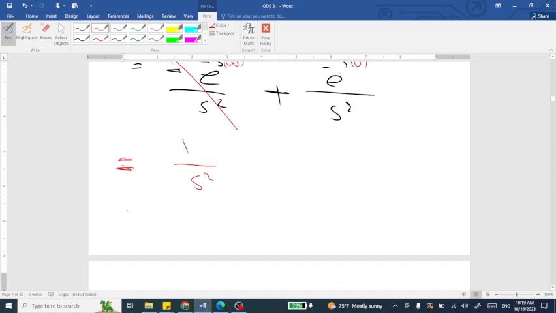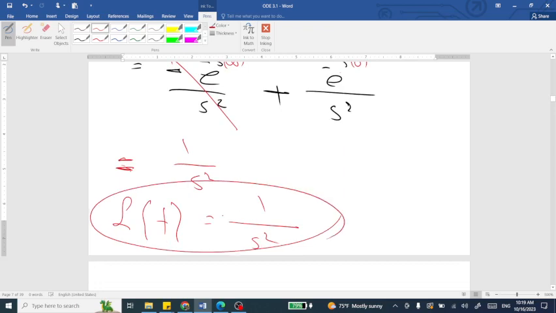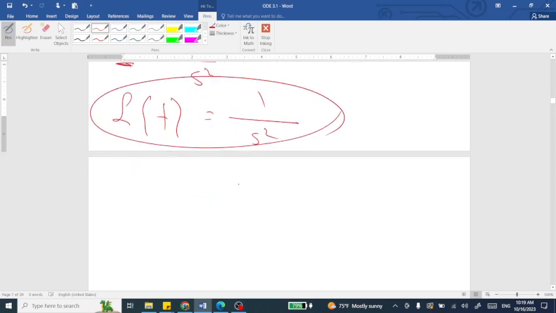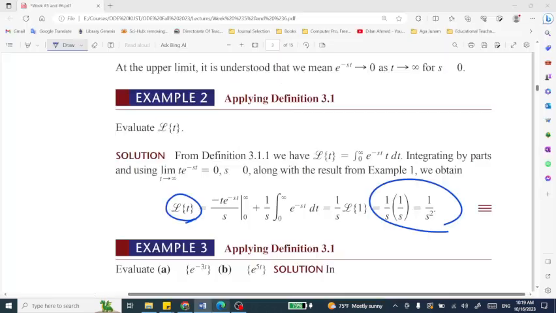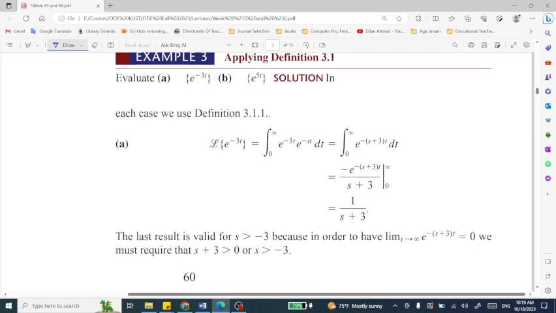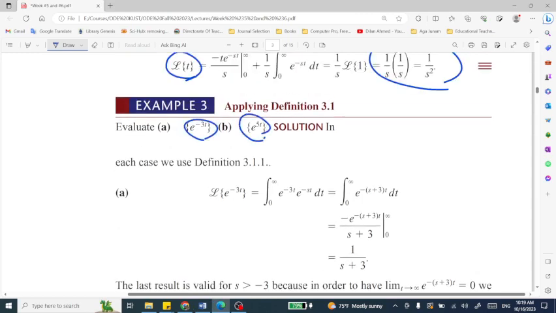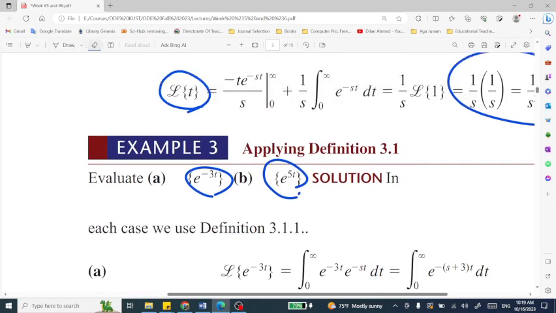If I say show that, you need to apply the definition. Last example, try to control it. The last example is E, I think; choose A or B, because both of them are the same. It is e to power minus 3t.